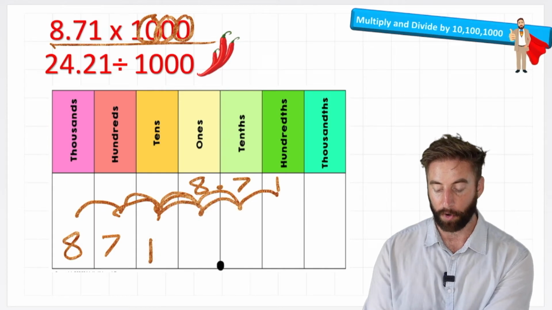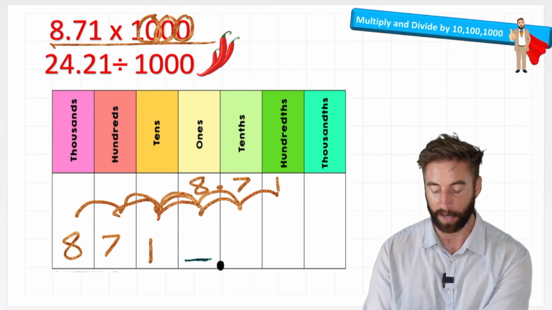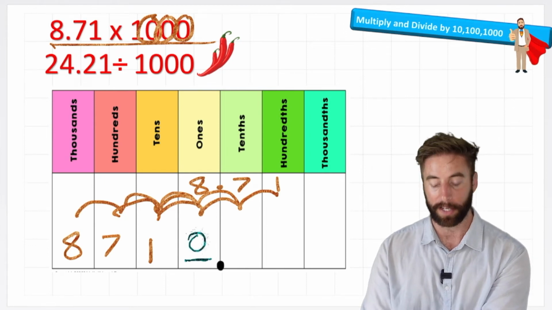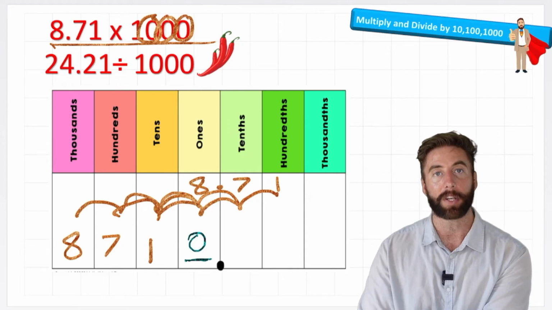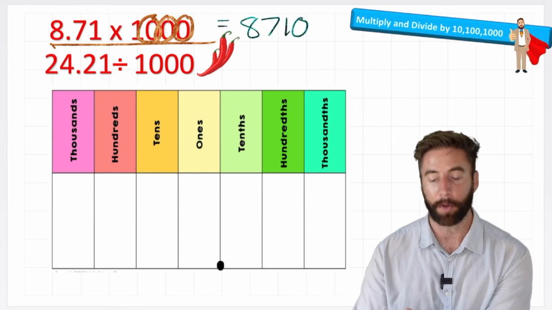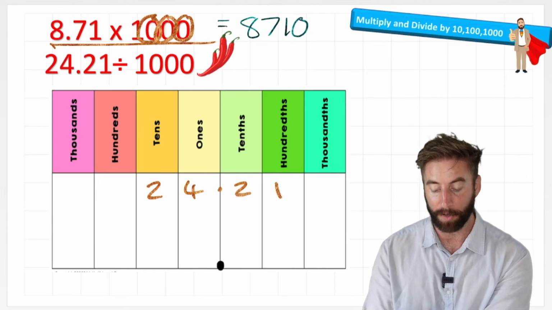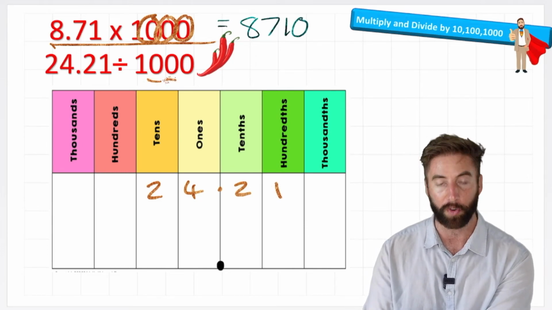And again, just like before, we have this blank column before the decimal, so we need to fill that in, and we're going to fill it with a placeholder. So my answer to 8.71 times 1,000 equals 8,710. Last but not least, 24.21 divided by 1,000. And again, we're moving 1, 2, 3 places.